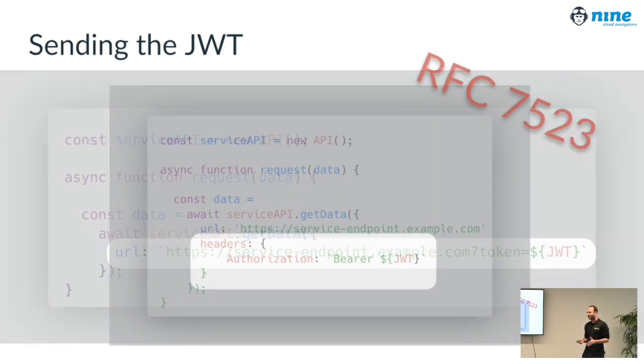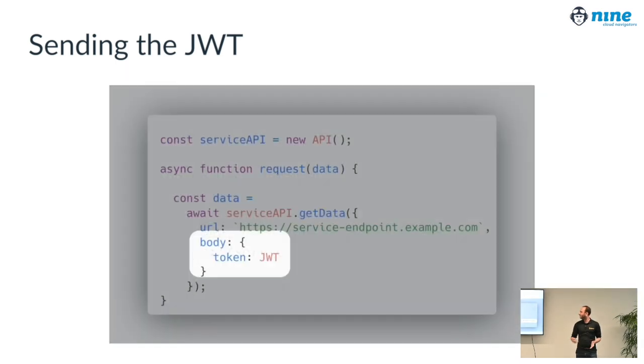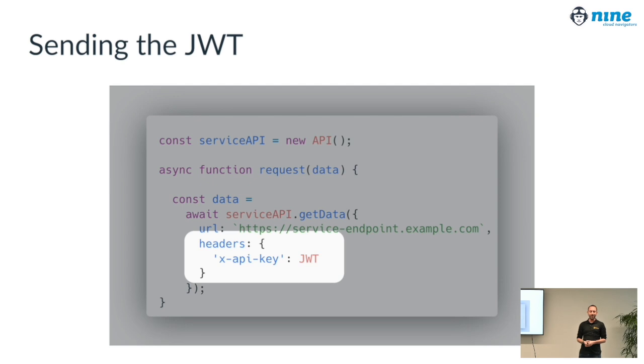Do not send it in the URL. Do not send it in the body. Do not send it in a made-up header called X-API-Key. If it's specified in the right place, then the service will receive the token and be able to use it securely.